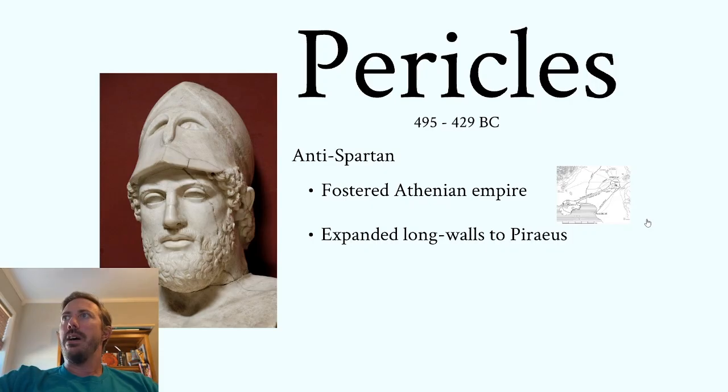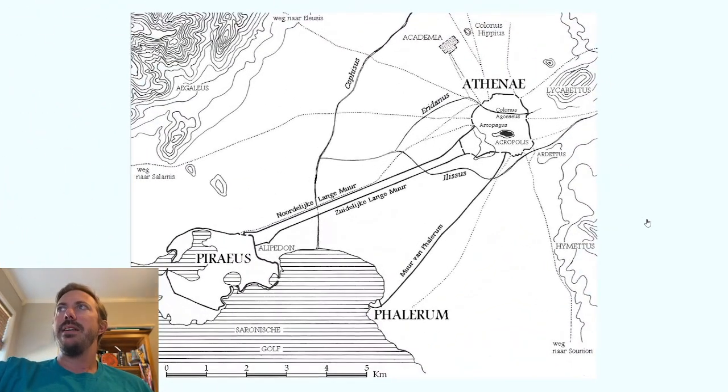And he expanded the long walls to Piraeus. Remember, Themistocles convinced Athens to build long walls to the Piraeus. He expanded them. And once again, the Piraeus is the port city of Athens. This is where the navy is housed. The navy would come home every day. They would pull the ships up onto the beach. And during the winter, they would store them in a big boathouse.